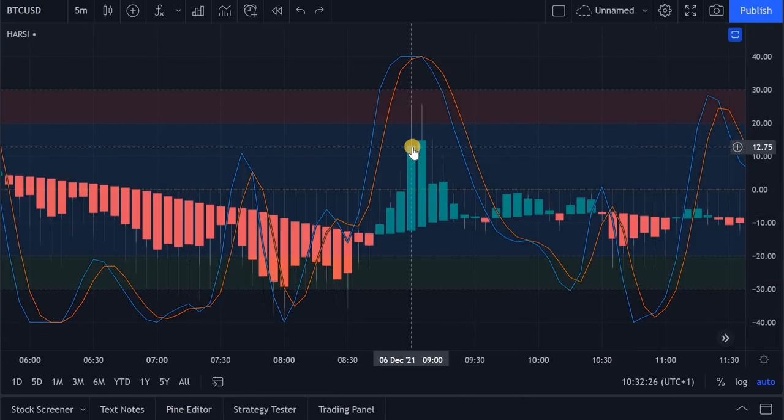Right now, this is exactly how the indicator looks like. You can see this red color and green color. Now, these are Heiken candles.